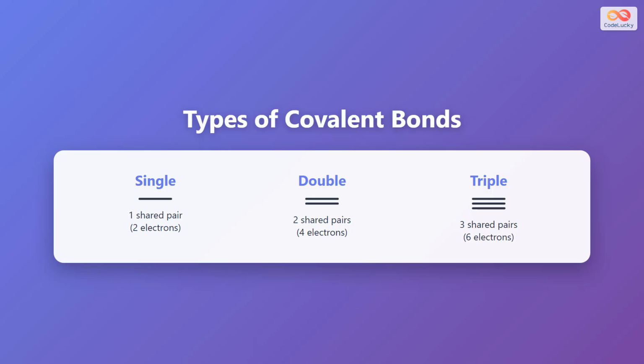Covalent bonds can be classified into three types based on the number of electron pairs shared. A single bond involves one shared pair, which means 2 electrons total. A double bond involves 2 shared pairs, totaling 4 electrons. A triple bond involves 3 shared pairs, totaling 6 electrons. The more electron pairs shared, the stronger and shorter the bond becomes between the atoms.